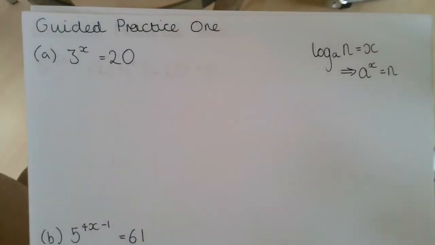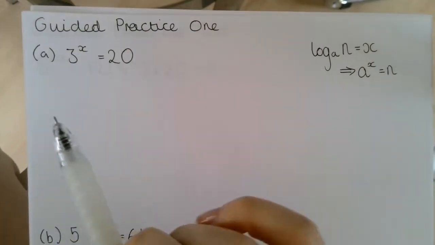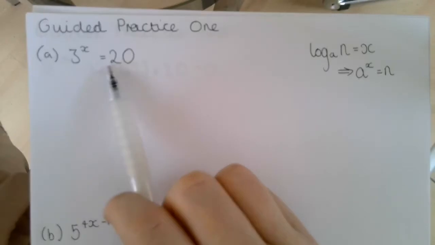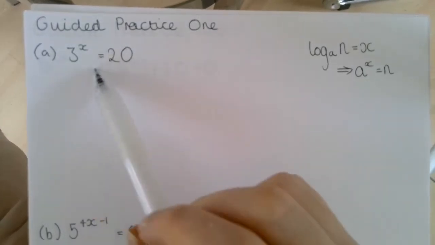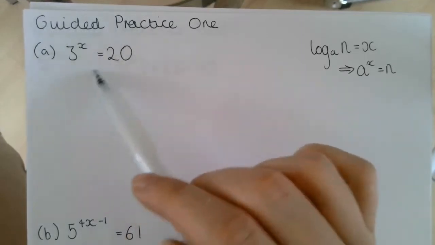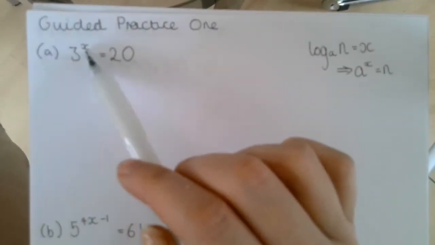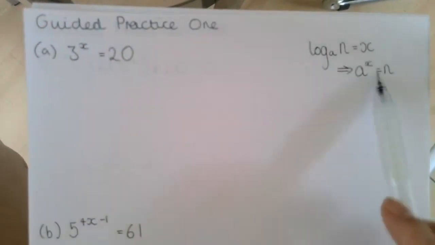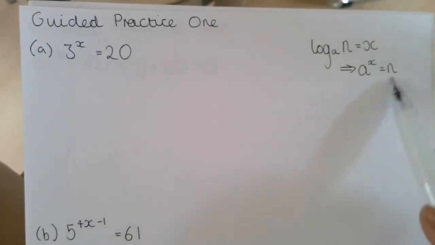Okay, so we're going to look at solving equations using our laws of logarithms. The first one, we've got an equation 3 to the power of x equals 20. Here, x, the variable that we want to find the value of, is a power, so we're going to use our understanding of logarithms to solve this.